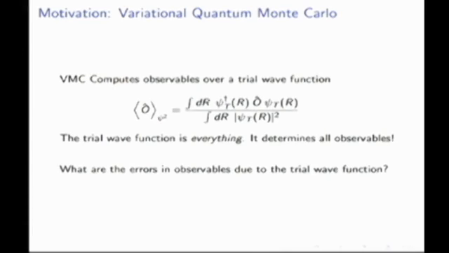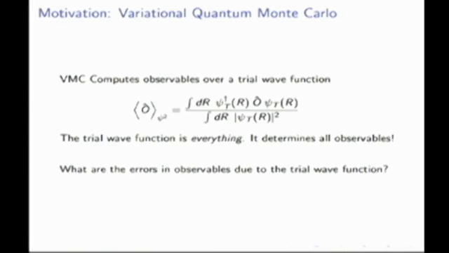So in variational Monte Carlo, we're going to compute observables over a trial wave function. The form of the integrals that we actually perform look like this. We find the expectation value of some operator O averaged over a trial wave function psi squared. This defines a probability distribution that we sample. I'll use this notation throughout the talk, and whenever I use this, what I mean is that I'm performing the integral of the expectation value of some operator applied to a trial wave function averaged.